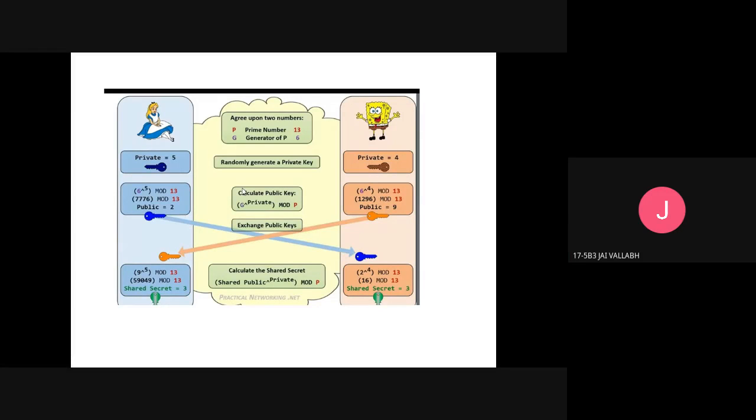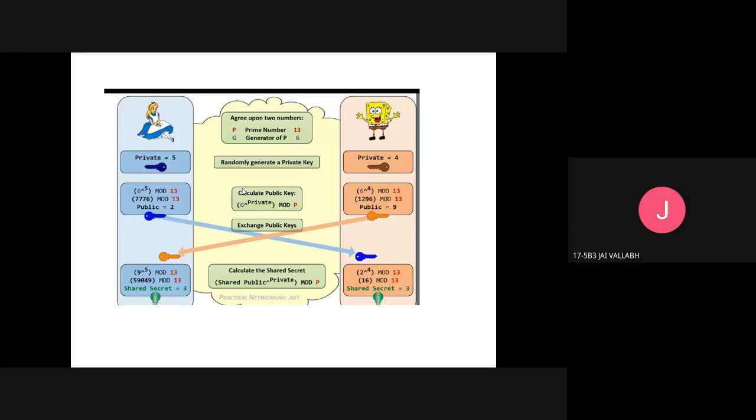So we'll be seeing another example. Let us assume the prime number as 13 and the alpha value, which can also be called the generator, as 6. As we can see, 6 must be less than the prime number, the selected Q value. So 6 is less than 13.